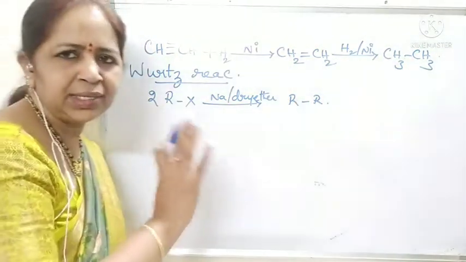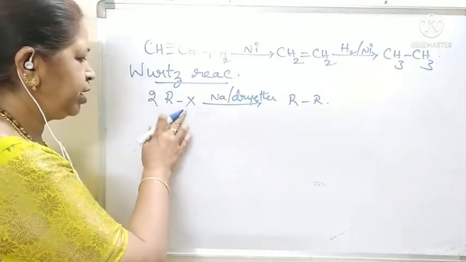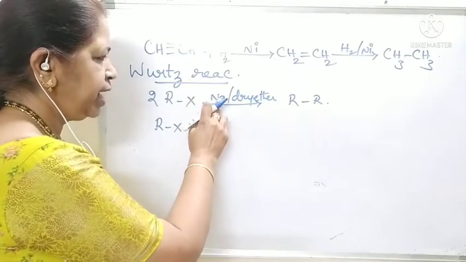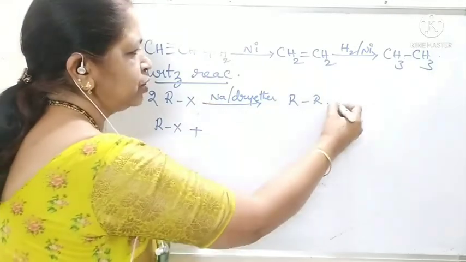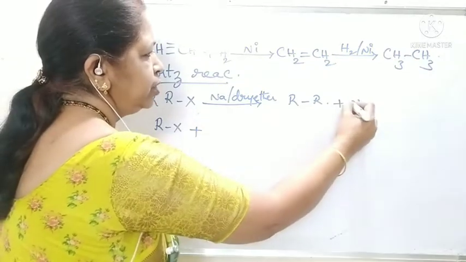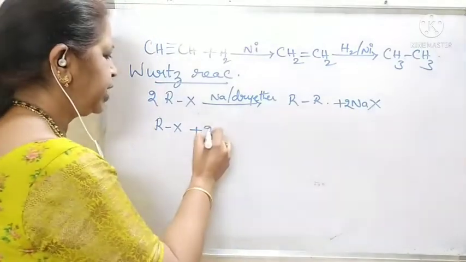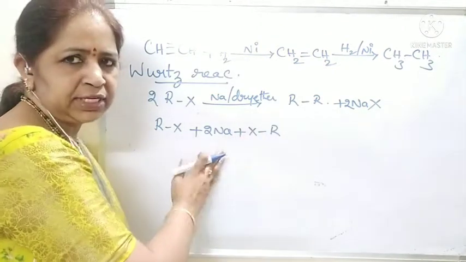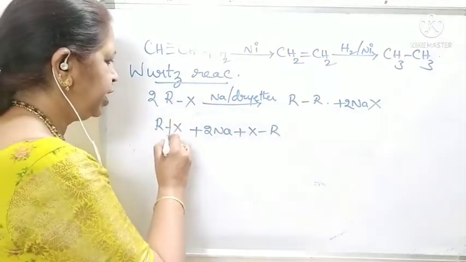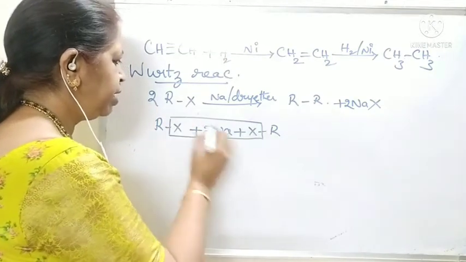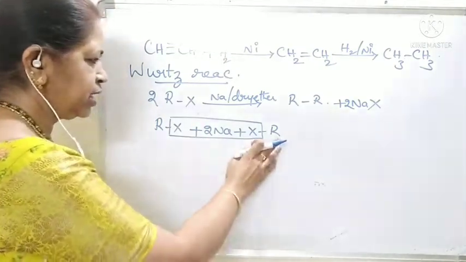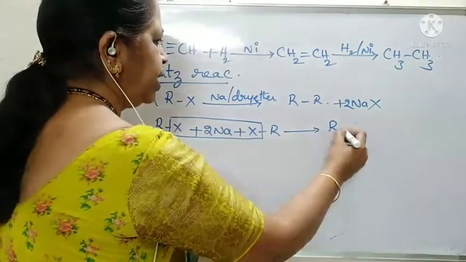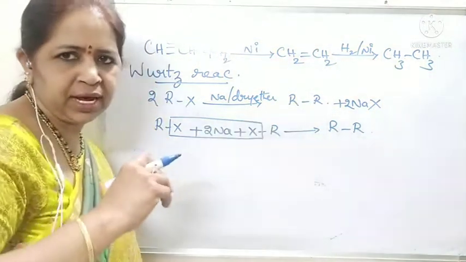This can be easily written as: we take 2 moles of RX plus 2 moles of sodium, and we get 2NaX. So, 2Na plus XR. Let us write it in the reverse manner so that the sodium combines with 2 halogen atoms and these R groups join together to form an alkane with double the number of carbon atoms.